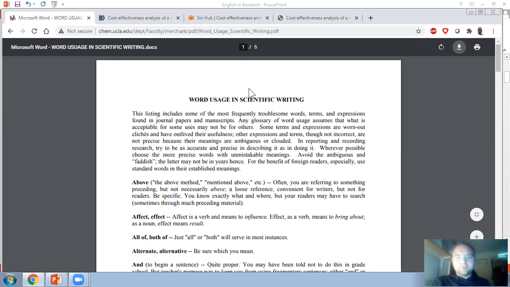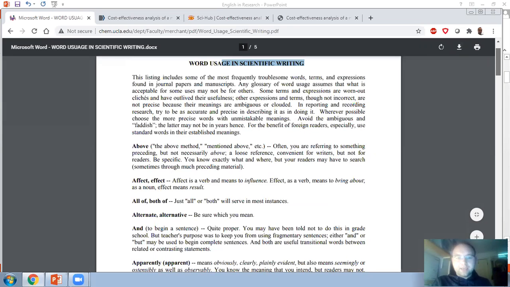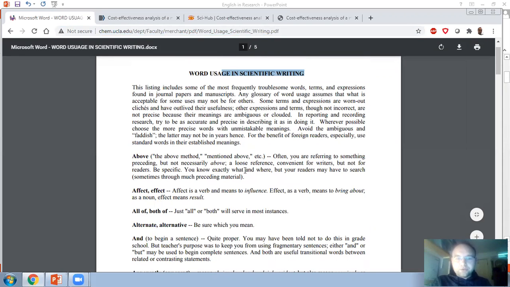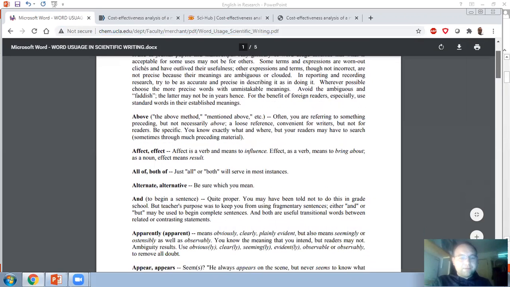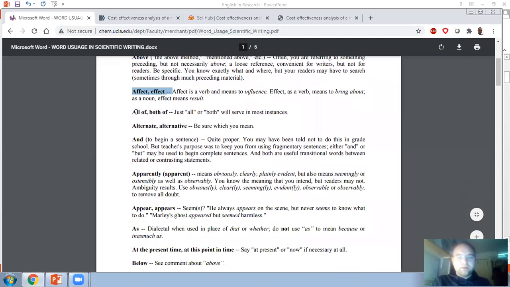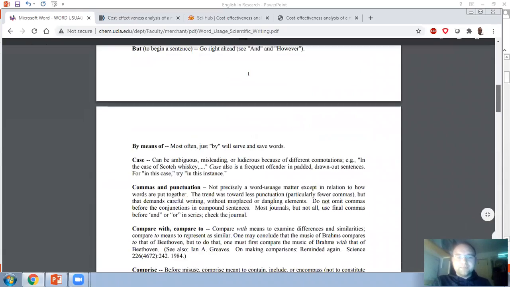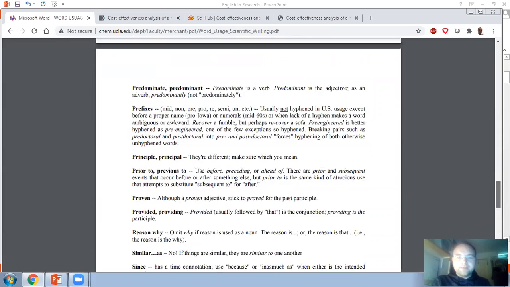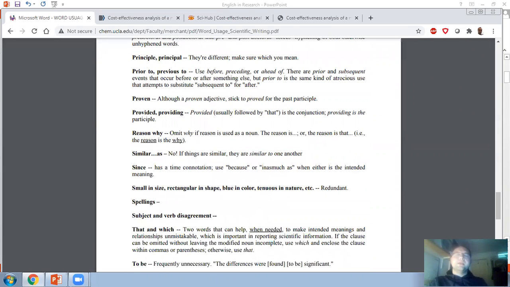I found this document on scientific word usage in scientific writing very useful. I'm happy to email it to any one of you if you'd like, and it's available online. These people have done really nicely, they've put together what things to write and how to write it. So what's the difference between affect and effect, how to use different words, alternate, alternative, and then how to use the connectors. And if you skim through, you would see that they discuss various different words that you may use whilst writing your article.